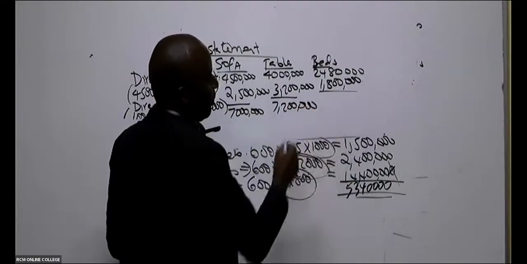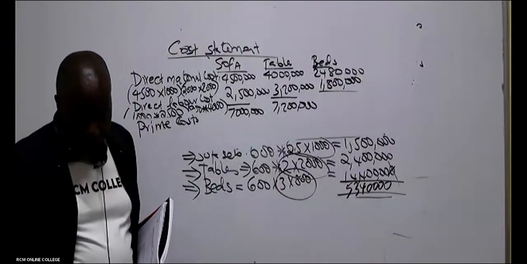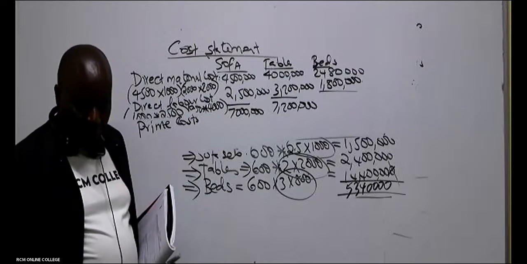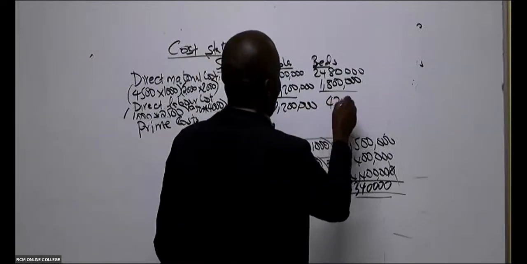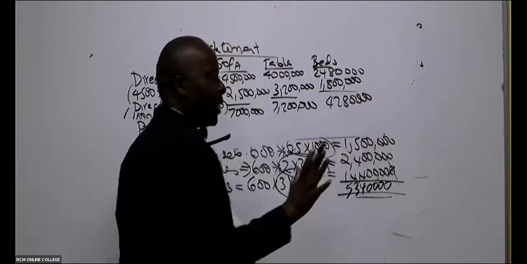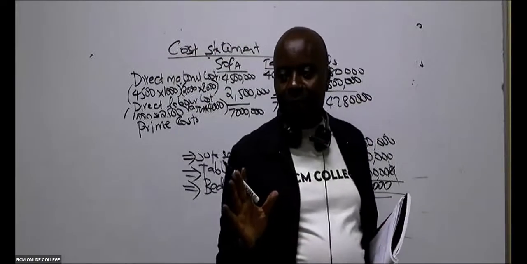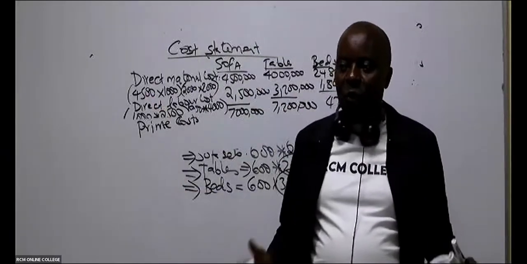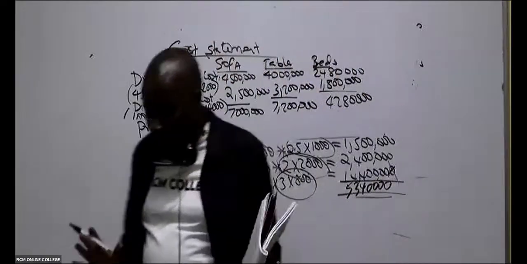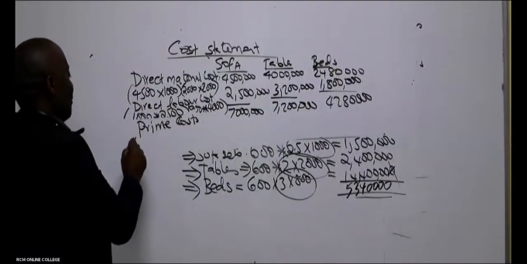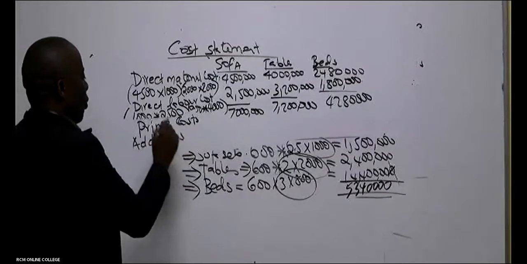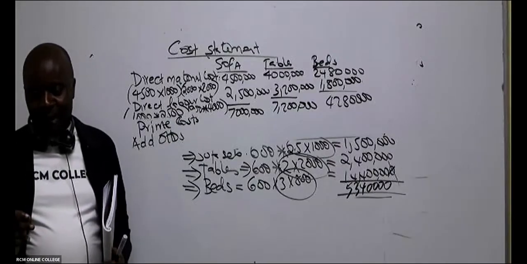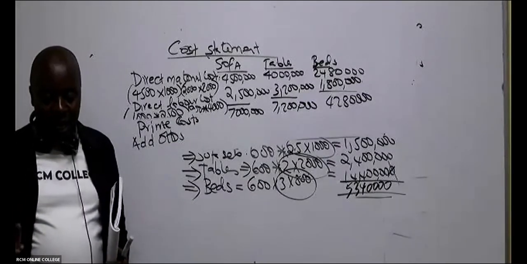And then? $42.80, yeah? So we have here 42,80,000. Is that really the end of our cost statement? No, we must come and add what here now? The overheads. You add the overheads now for each product. Fortunately, we already have the overheads.